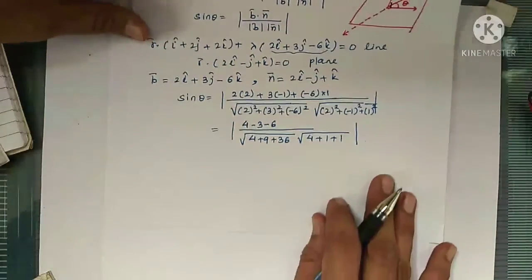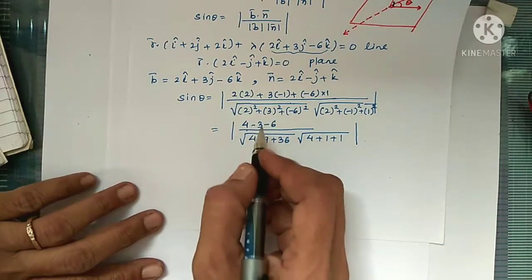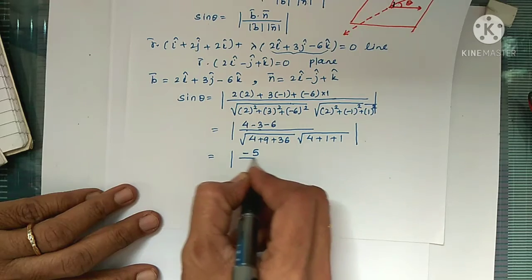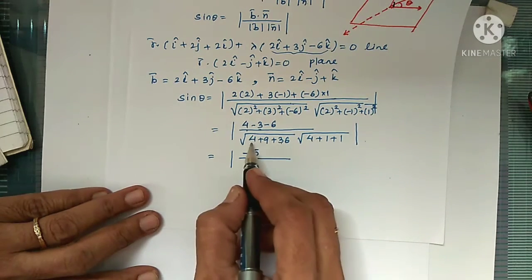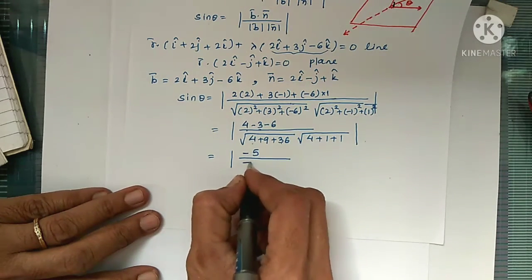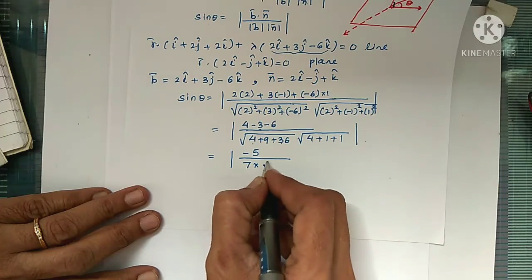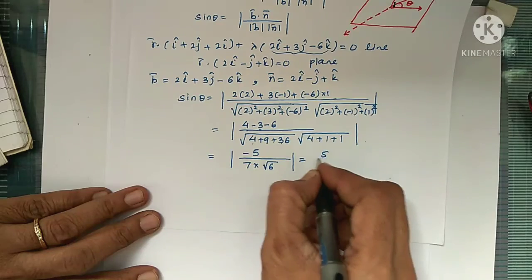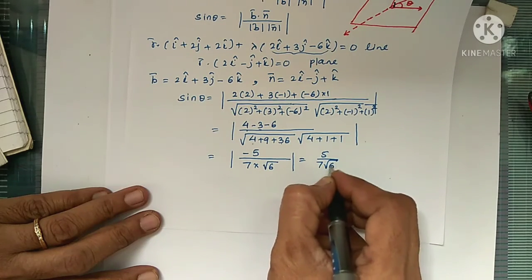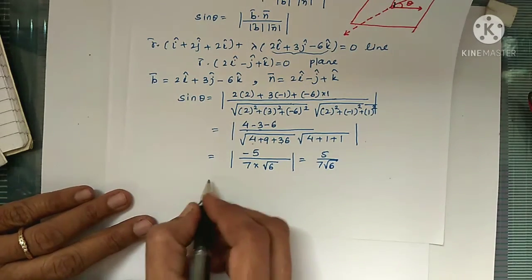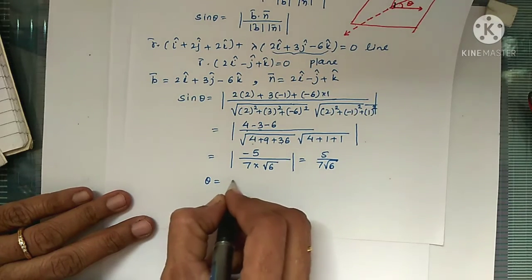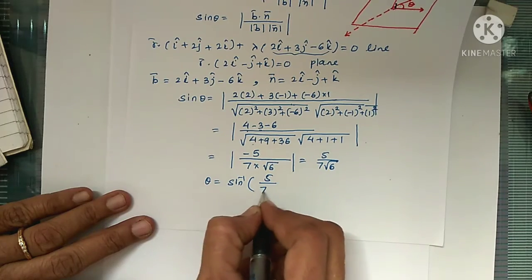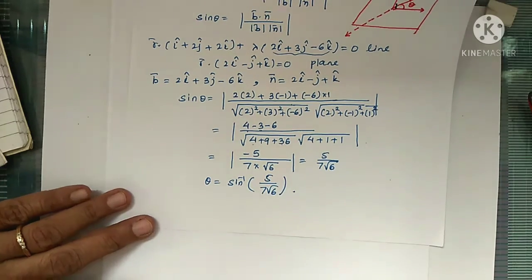So here 4 minus 3 is 1, and 1 minus 6 is minus 5, divided by root of 36 plus 4 is 40, plus 9, which is root 49, that is 7, and this is root 6. So taking the modulus, it is 5 upon 7 root 6, but this is the value of sine theta. So theta is sine inverse of 5 by 7 root 6.